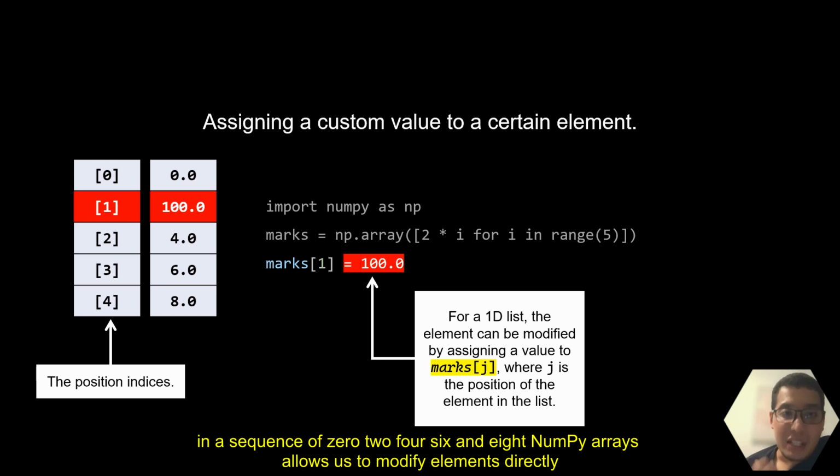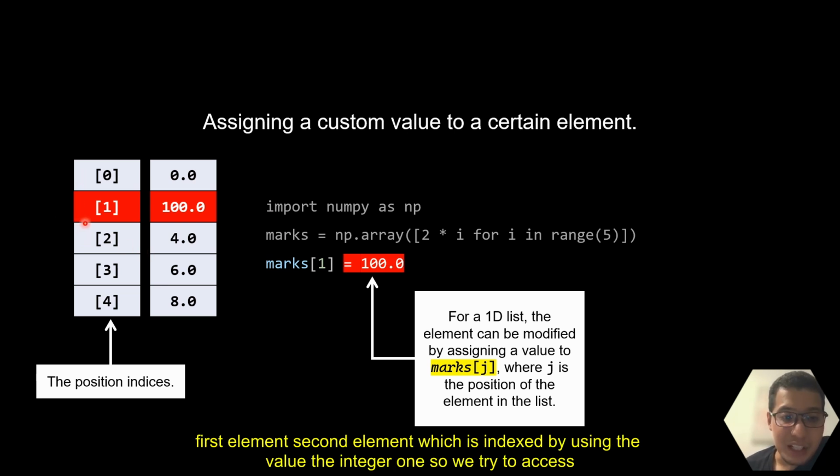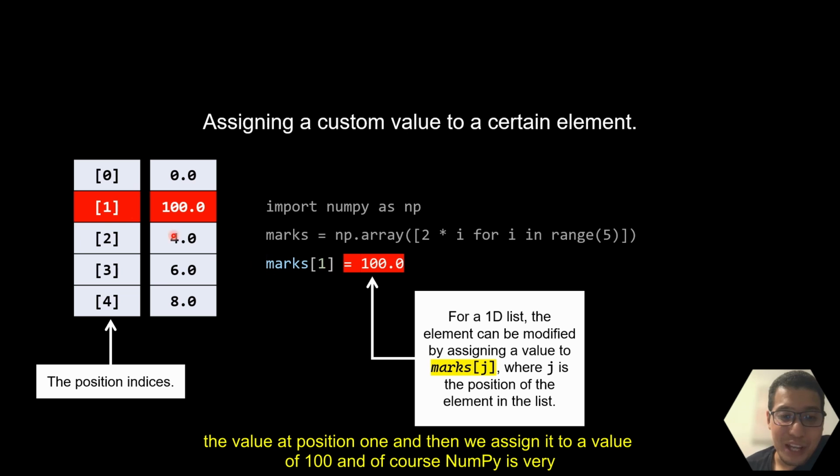NumPy arrays allow us to modify elements directly by using their index. In this particular example, we change the second element to 100. This is the first element, and the second element is indexed by using the integer 1. So we access the value at position 1, and then we assign it a value of 100.